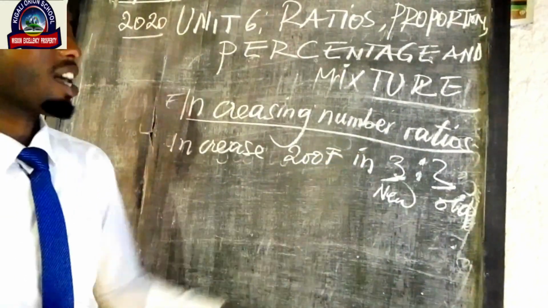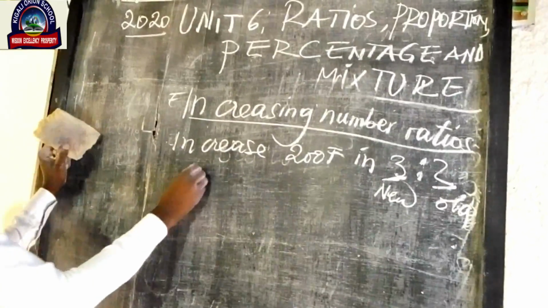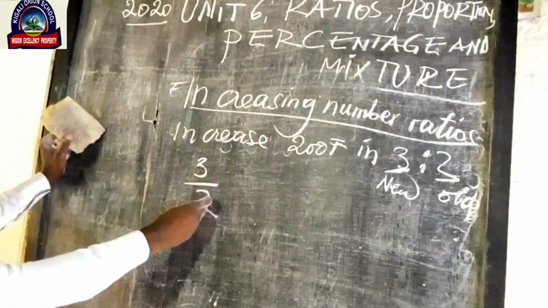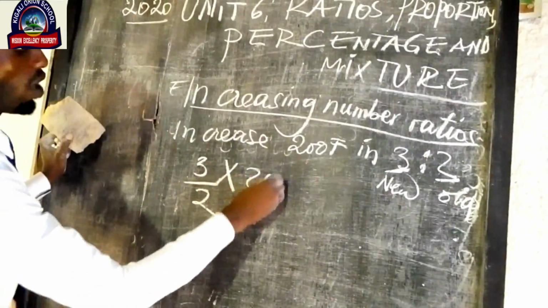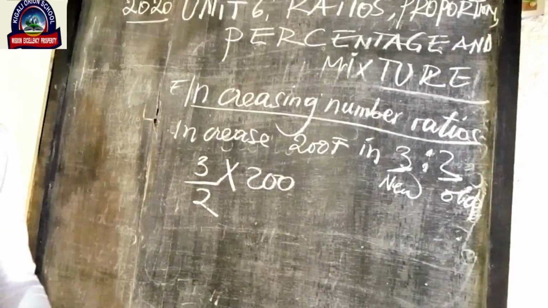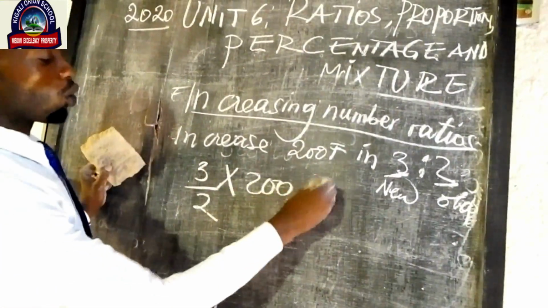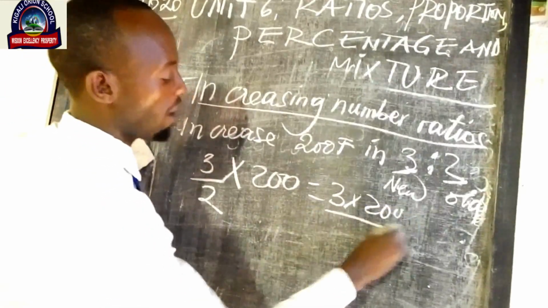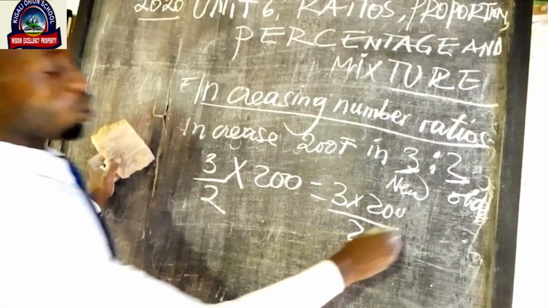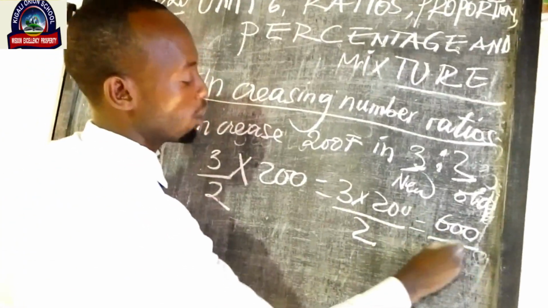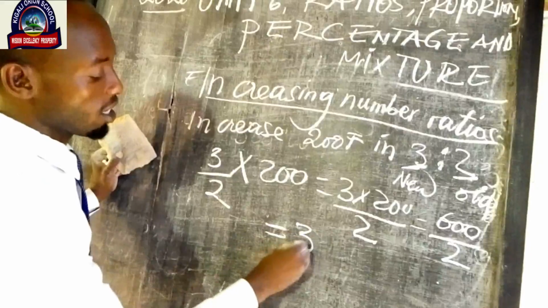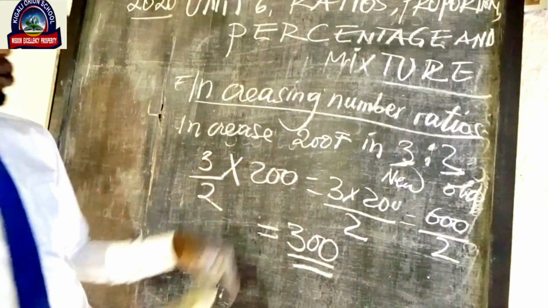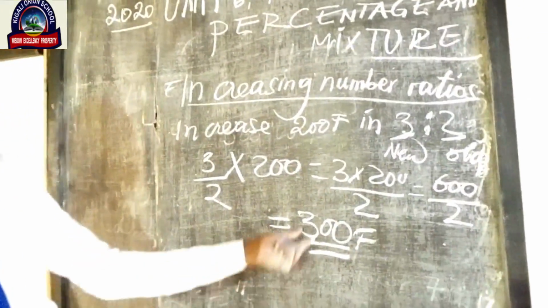So how can we increase? As I've told you, first of all, I change my ratio into a fraction. So I get 3 over 2, then I multiply by 200. Multiplied by the quantity given is equal to what? This is equal to 3 times 200 over 2. That is equal to 600 over 2. The answer you get is 300. So my learners, you see that before I had 200 francs, but now I get 300.